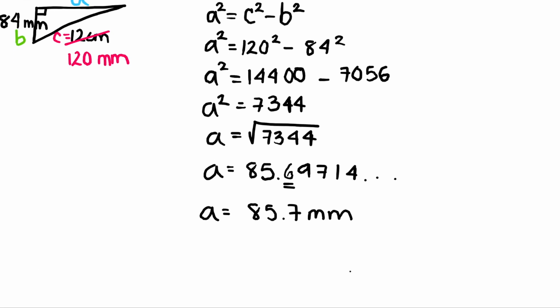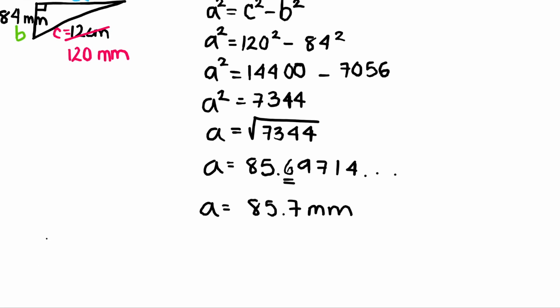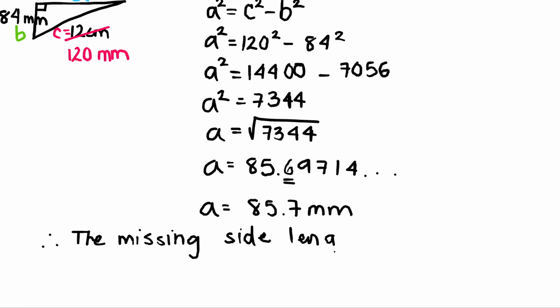And I have to give my answer in a full sentence. So we write, therefore, the missing side length is 85.7 millimeters. Fantastic. Last part of this video, and we are done.